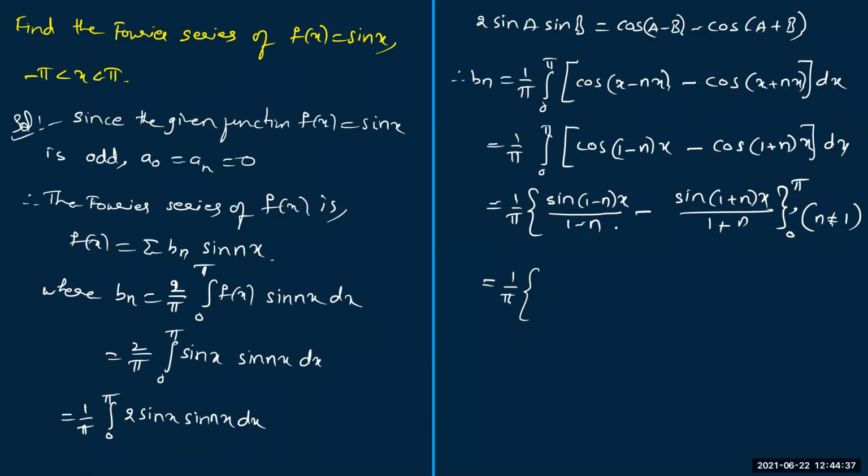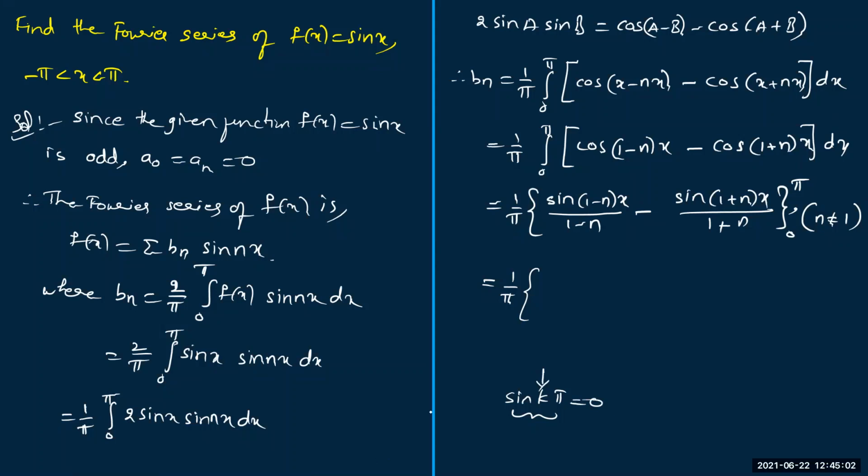See what interesting thing you are getting here. You have sine of (1 minus n) into, when you substitute the upper limit pi, sine of (1 minus n) into pi. When n is an integer, 1 minus n is also an integer. So we'll get something like sine of k pi, if you take k equal to 1 minus n. For whatever integer k, sine k pi is 0.